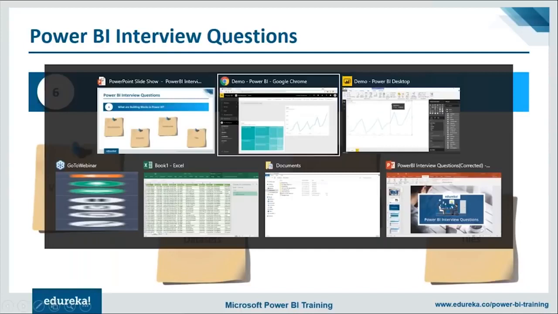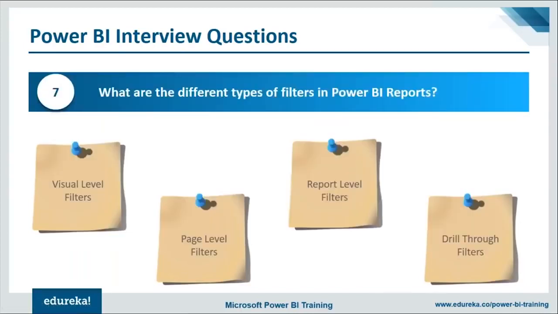What are the different types of filters in Power BI reports? Visual filters, page level filters, report level filters, and drill through filters. Now, the very important question: typically, the way to answer this is to go back and take scenarios. What are the scenarios where you will implement each type of filter?